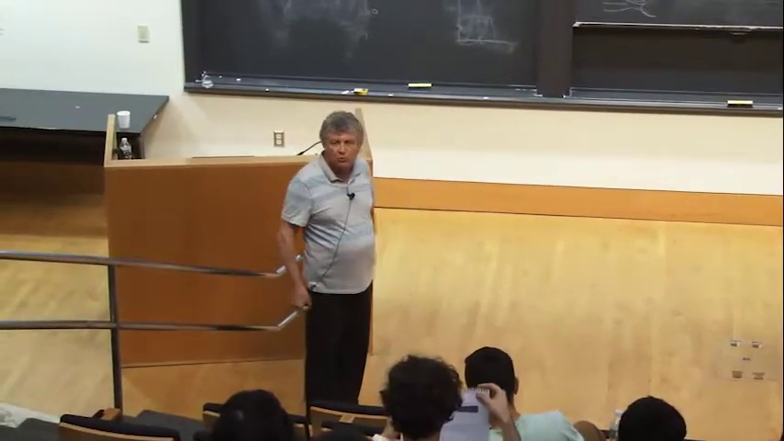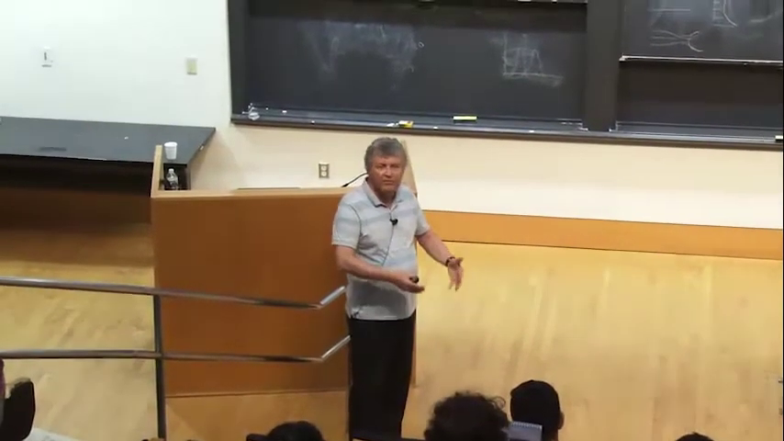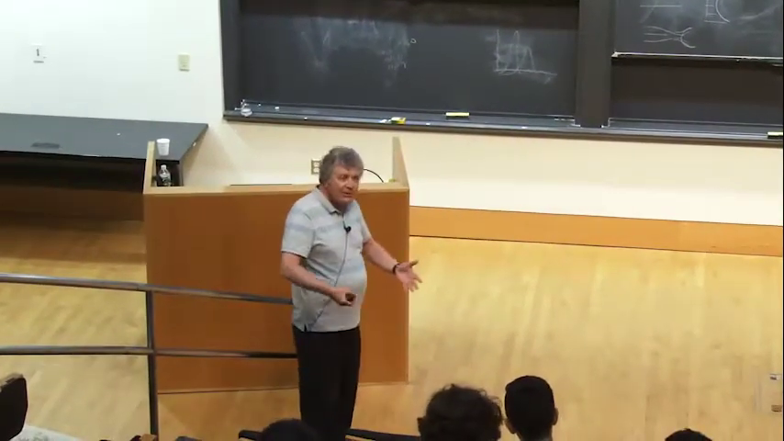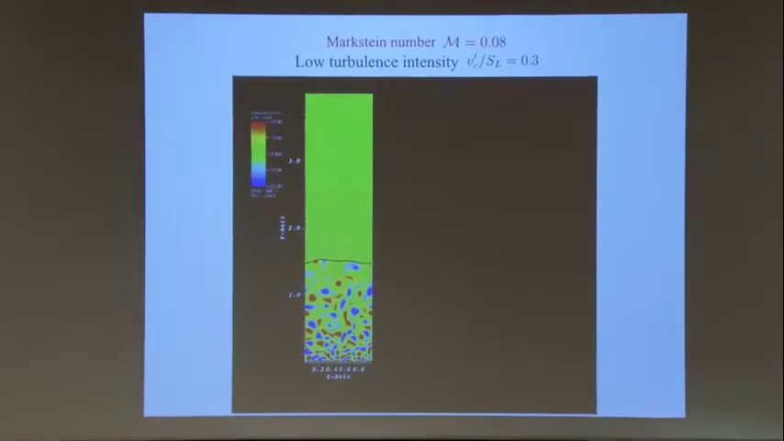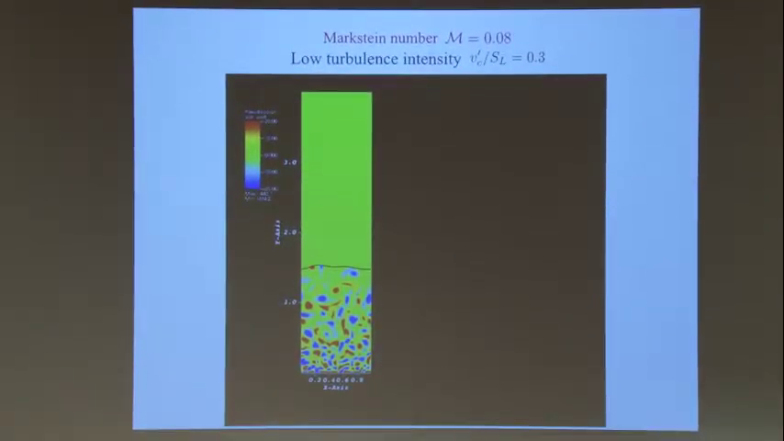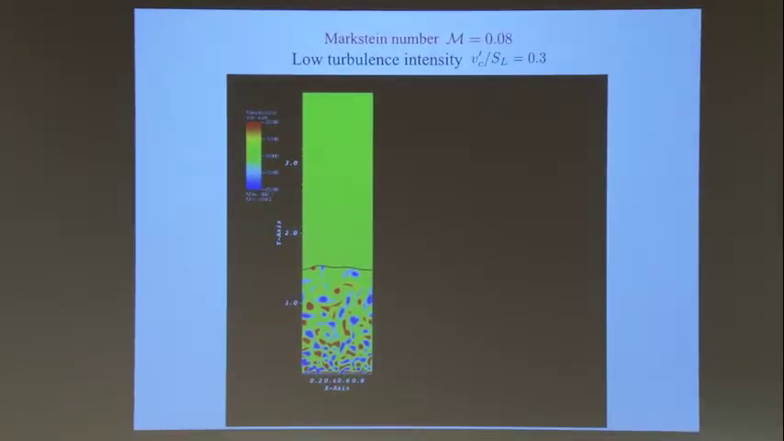You have to really do your code, you have to build it carefully, and you need good students to do it for you. So here, I want to start by showing you a few things. First of all, low turbulence intensity, and a low Markstein number, 0.08. Just to remind you that always in this we talked about, well, I'll mention that later, sorry.